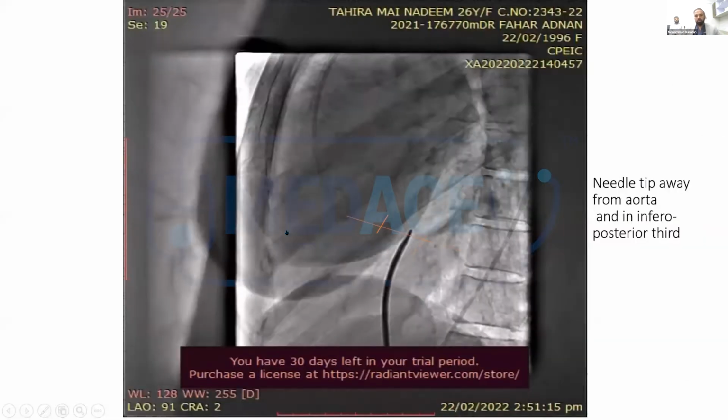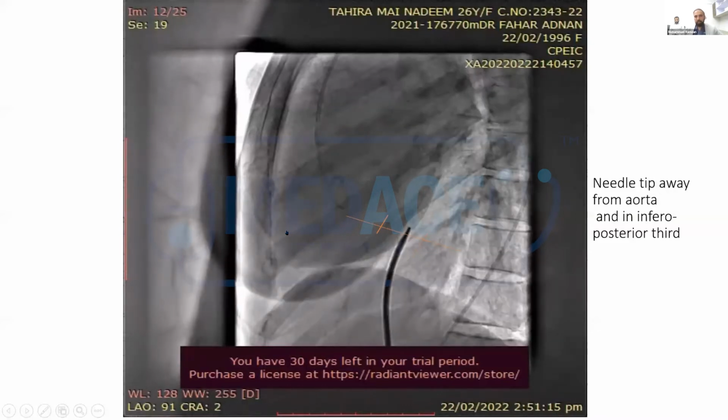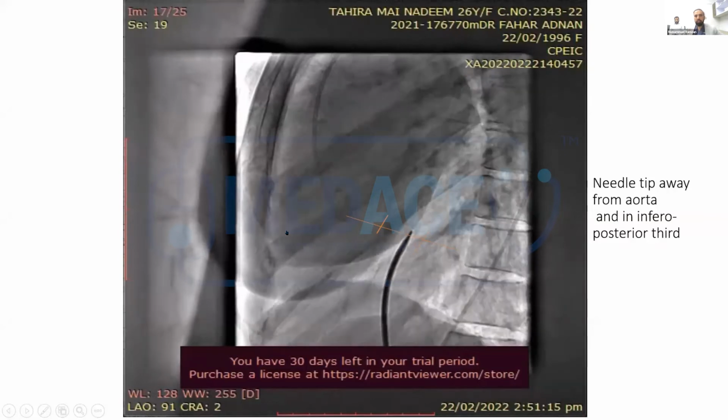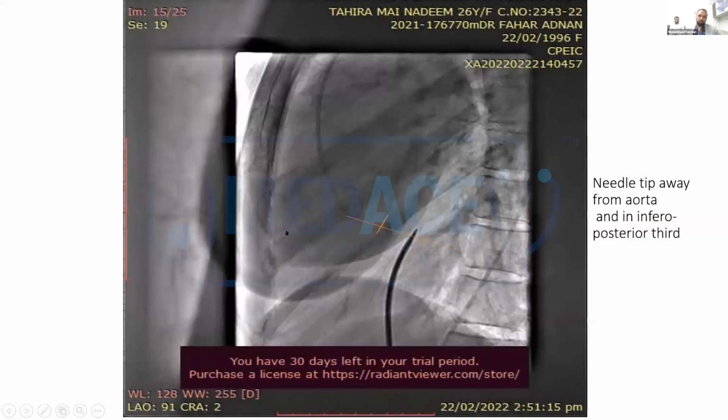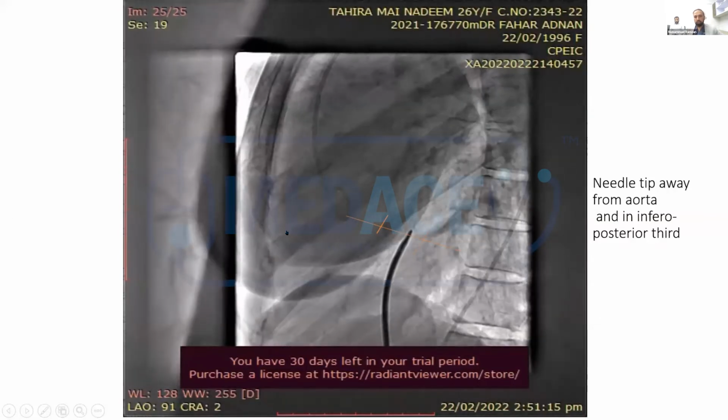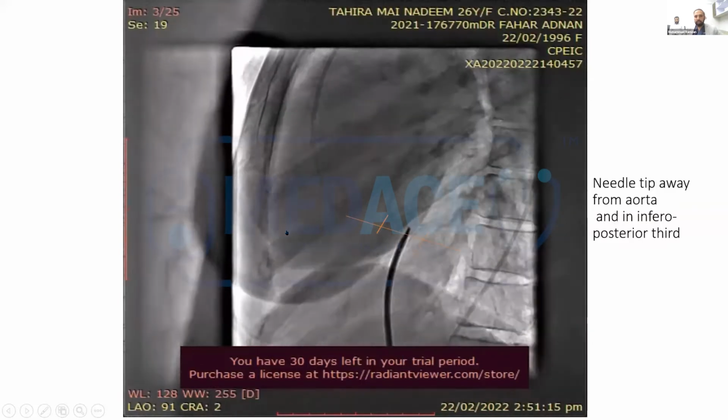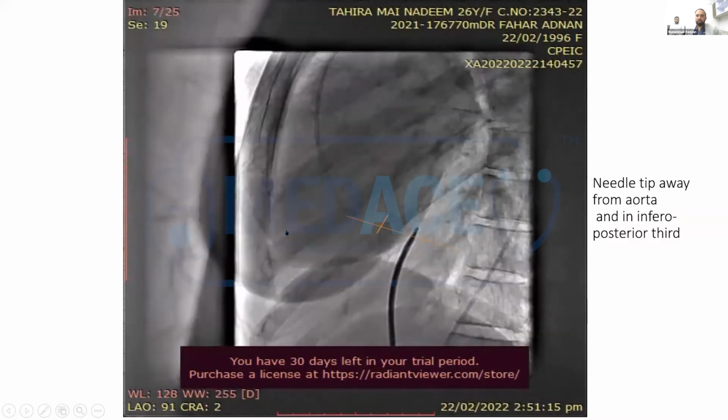This is the lateral view of this patient, and here I have delineated the landmarks. Our assembly should be between the spine and the pigtail, and it should be directed away from the pigtail and posteriorly.